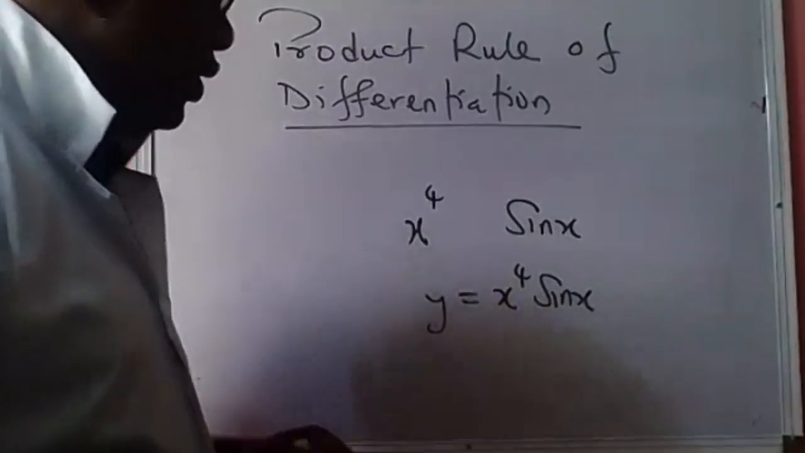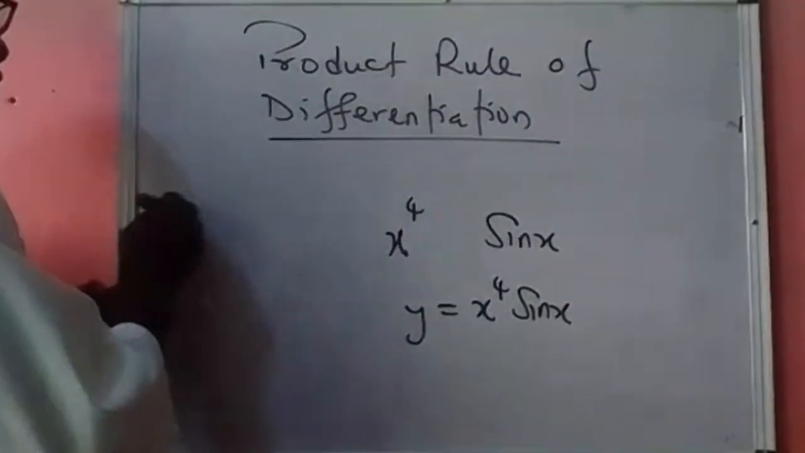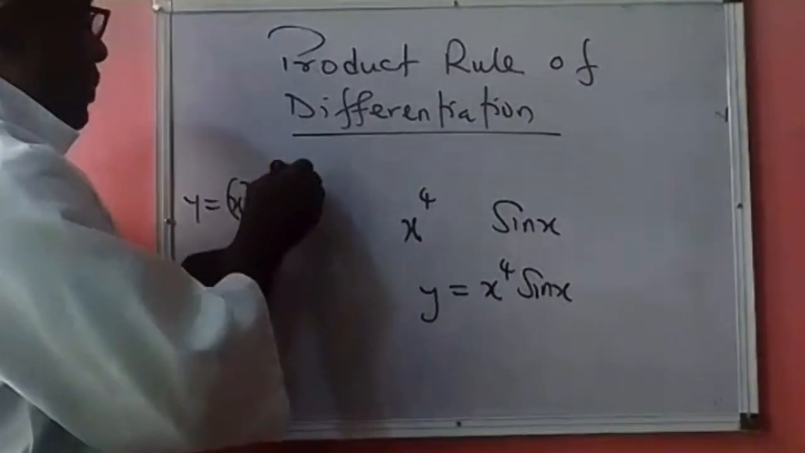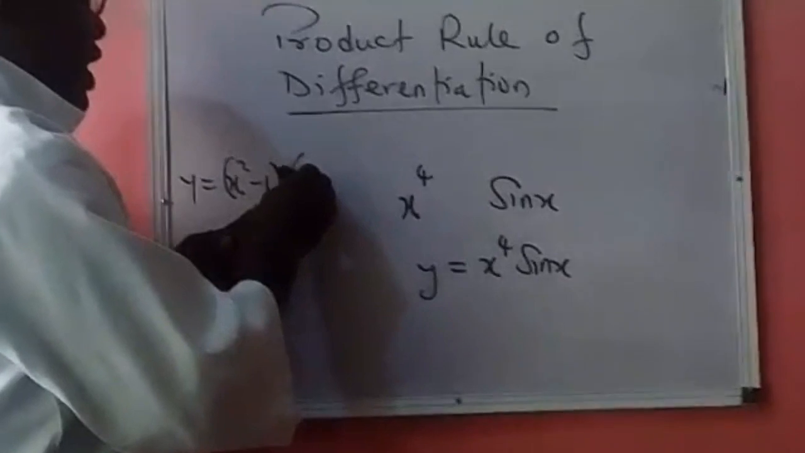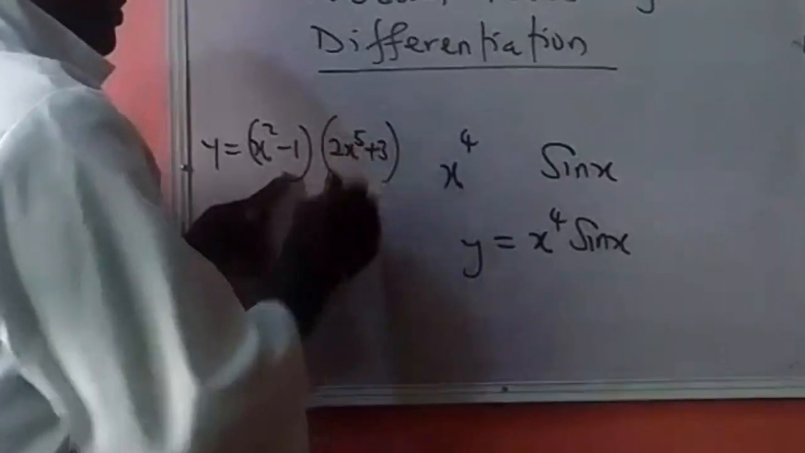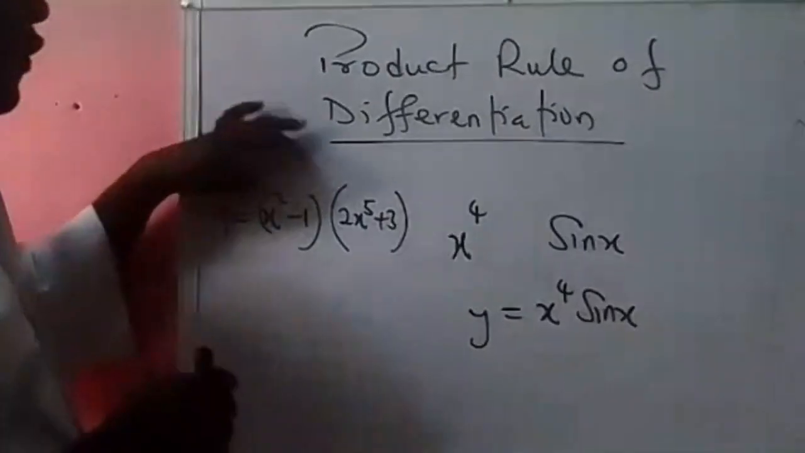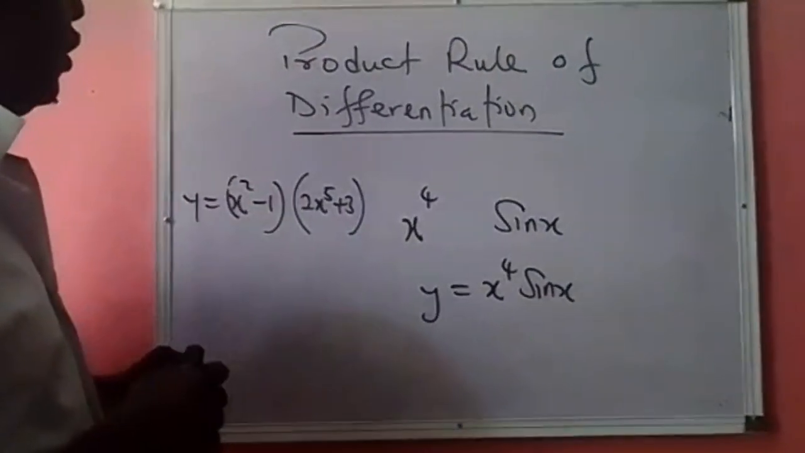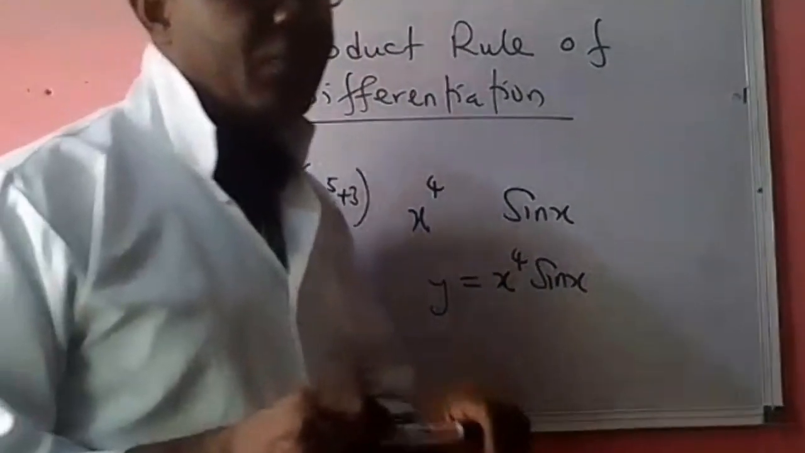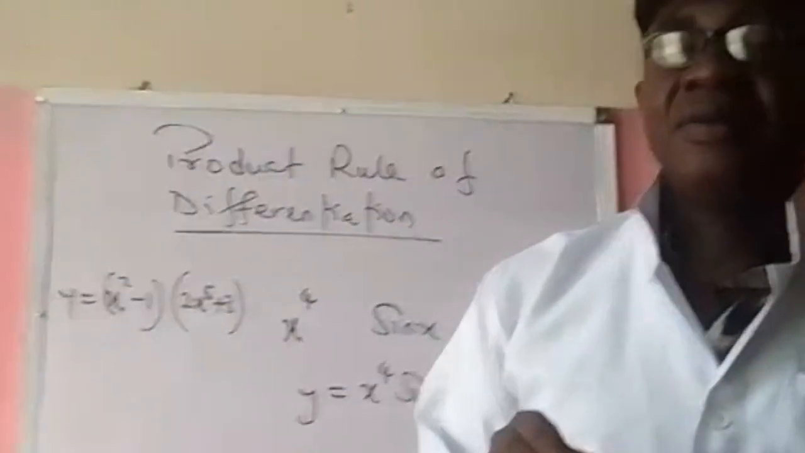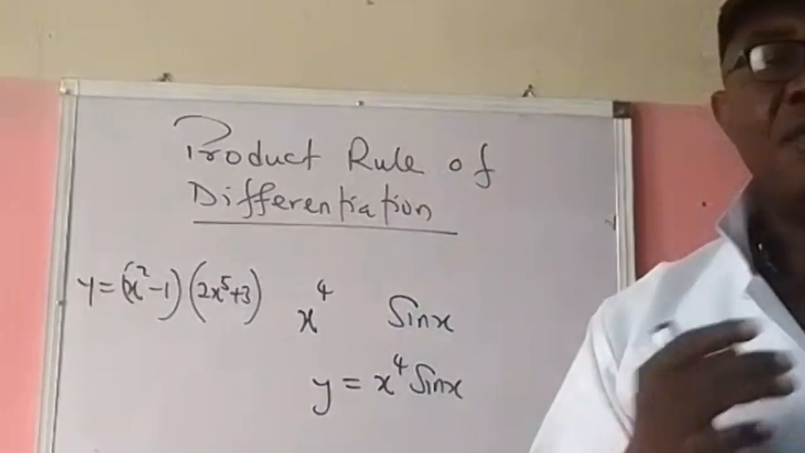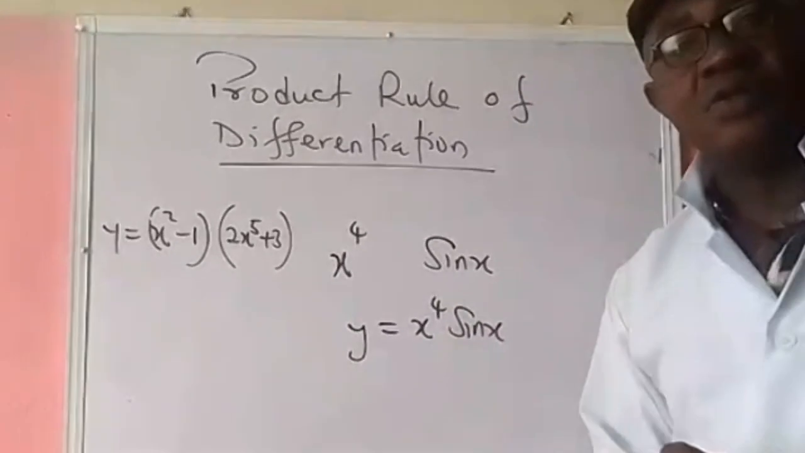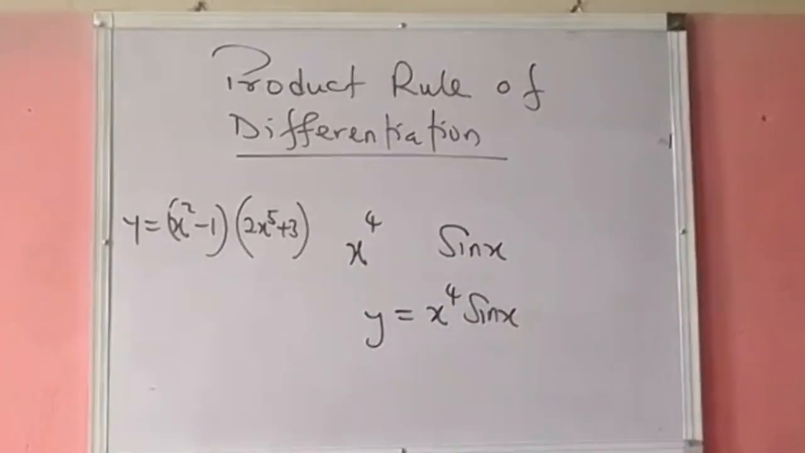Also, if I have y equal to x squared minus 1 as the first function, I can multiply this by another function, maybe 2x to the power 5 plus 3. Because I have multiplied this function by this other function, what I now have is a product of two functions. I can also multiply three functions and get a product of three functions. But we shall confine our attention to the product of two functions.